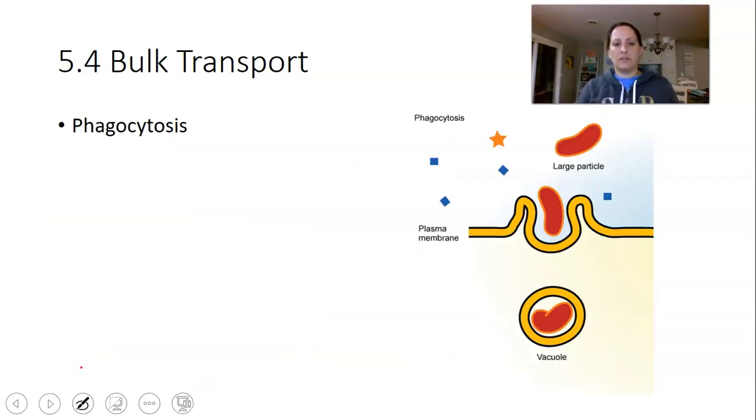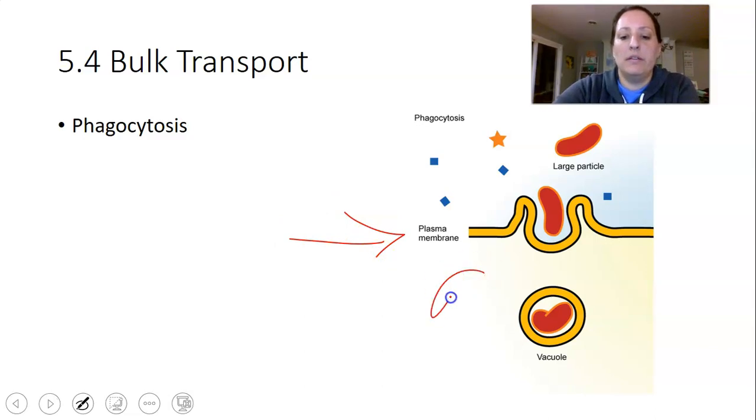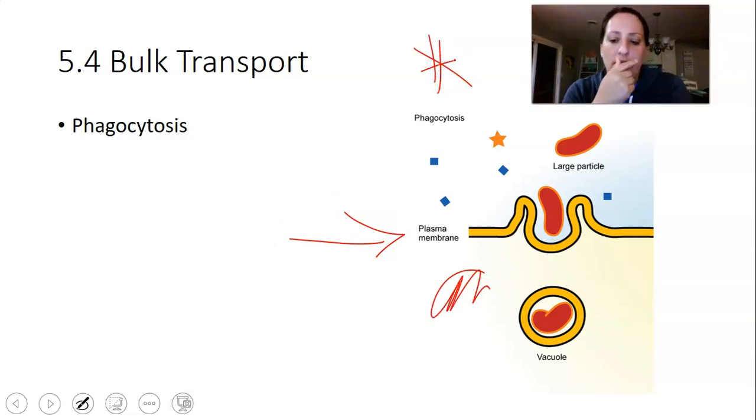Okay, so let's look at the first one, phagocytosis. This is a form of endocytosis. It requires energy, and we've got stuff being taken into the cell. So here is the plasma membrane. This area here is the cytoplasm, and this is outside of the cell. So we have a large particle. Maybe it looks like a bacteria or something like that. And the cell wants to take that in.